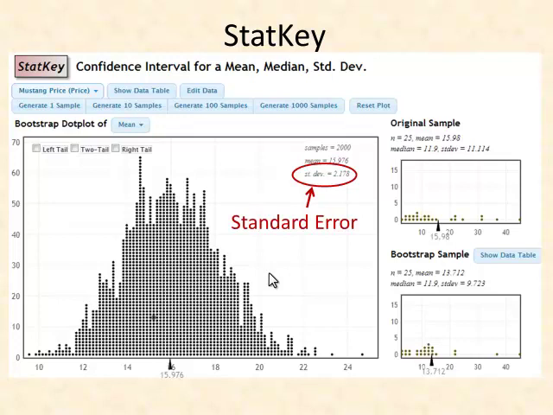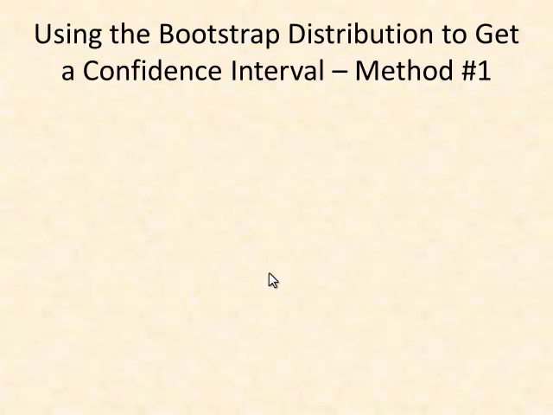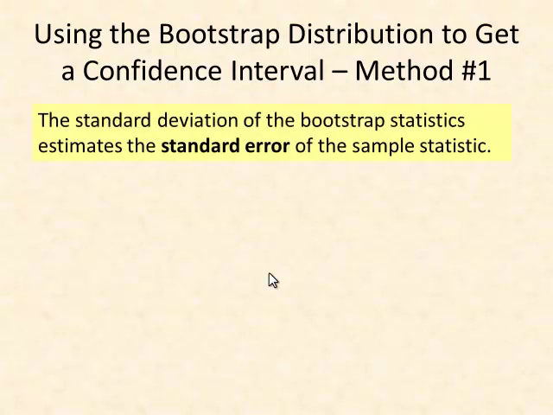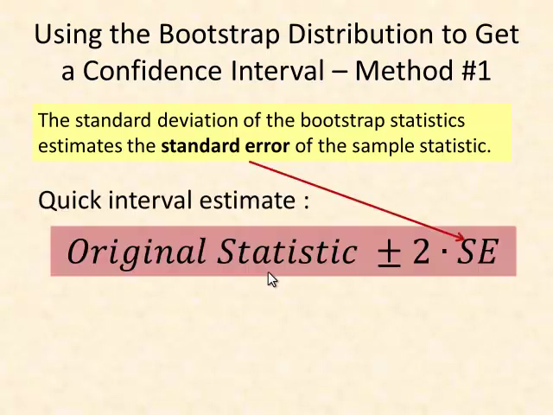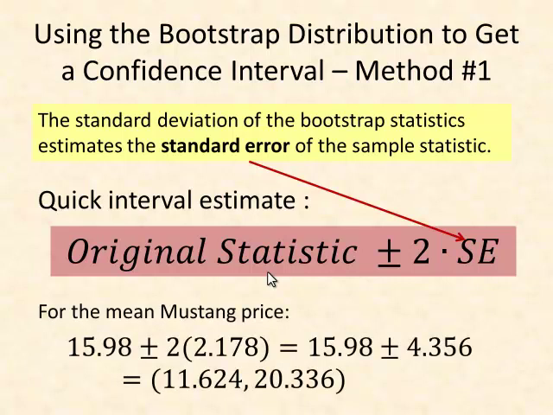So there are two ways to use a Bootstrap distribution to get a confidence interval. The first way is to use that standard error. So the standard deviation of the Bootstrap statistics estimates the standard error of the sample statistic, and a quick interval estimate is to use the original statistic plus or minus 2 times the standard error. So for the mean Mustang price, this original sample mean was 15.98 in thousands of dollars, plus or minus 2 times the standard error that we found from the Bootstrap distribution. And we compute that to be 11.624 up to 20.336.